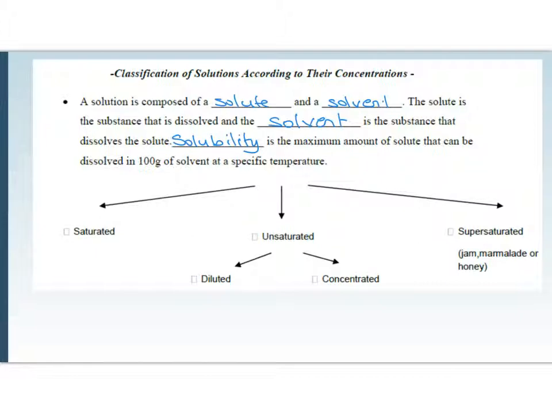So how would we classify them? As saturated, unsaturated, supersaturated, like jams, honey, marmalades. If you like, you can divide unsaturated into diluted and concentrated. This means that you have a really high amount of solvent, or a high amount of solute. In fact, you cannot use these terms to classify one solution. You can use these terms only to compare solutions. One solution can be more diluted than the other one, or one solution can be more concentrated than the other one.